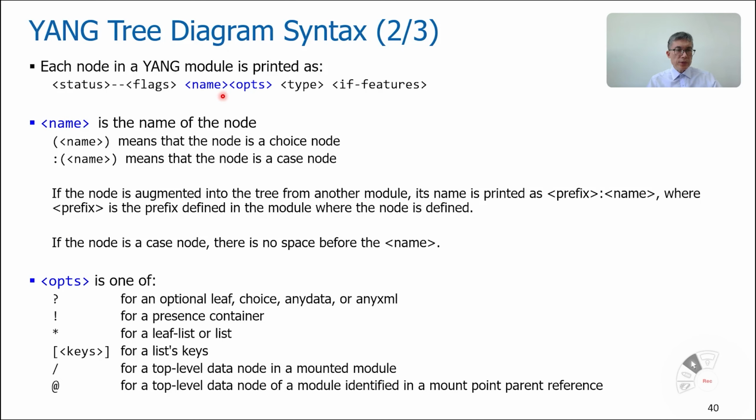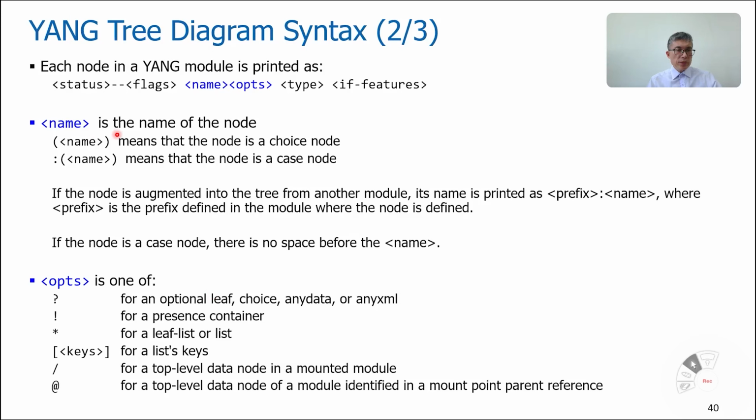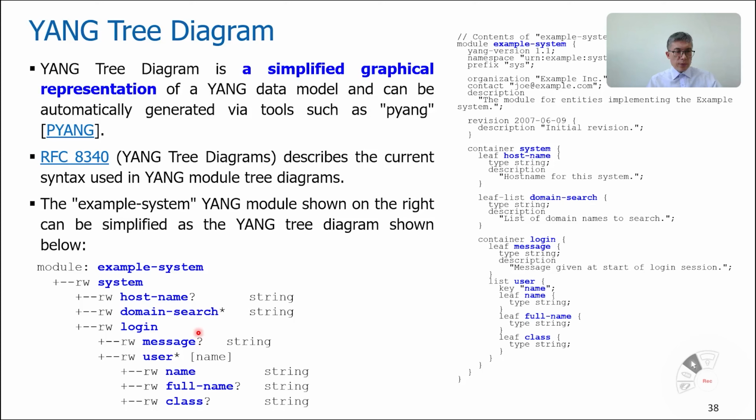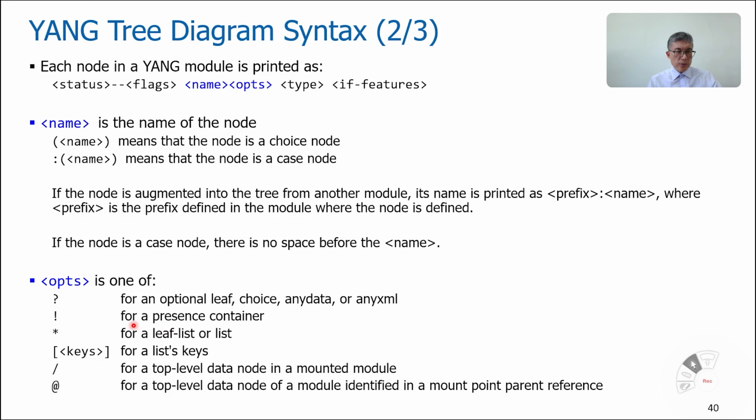Also name and opts. So name here, and this is an option, okay. So name is the name of the node. And opts: the question mark, and the asterisk we saw. So this is optional leaf. For a key leaf, there is no option here, right? So question mark is optional. And the star, asterisk, is for a leaf-list or list.